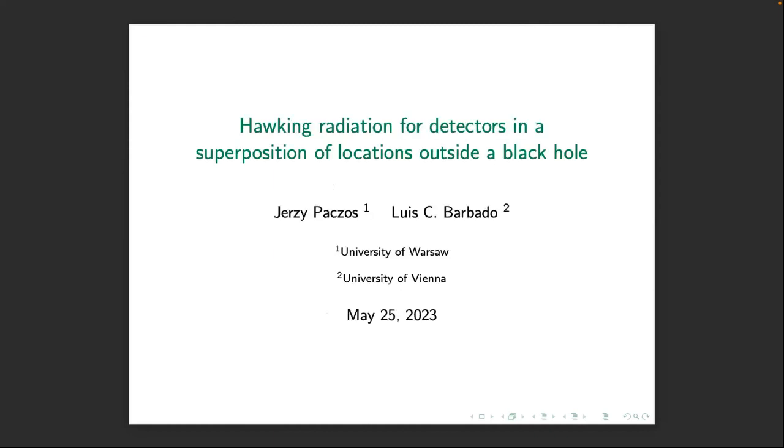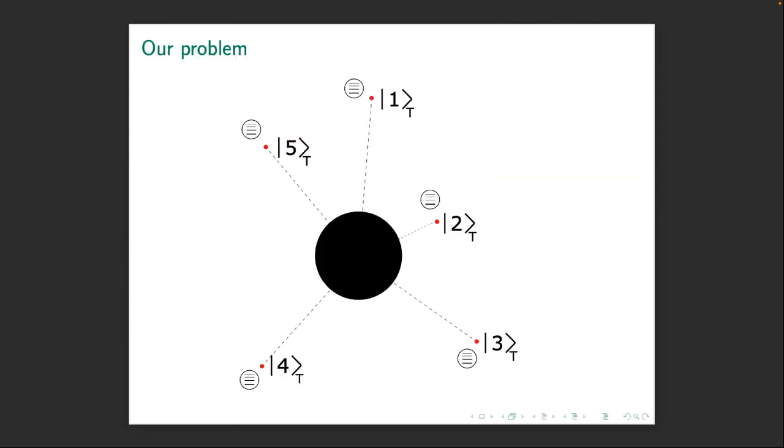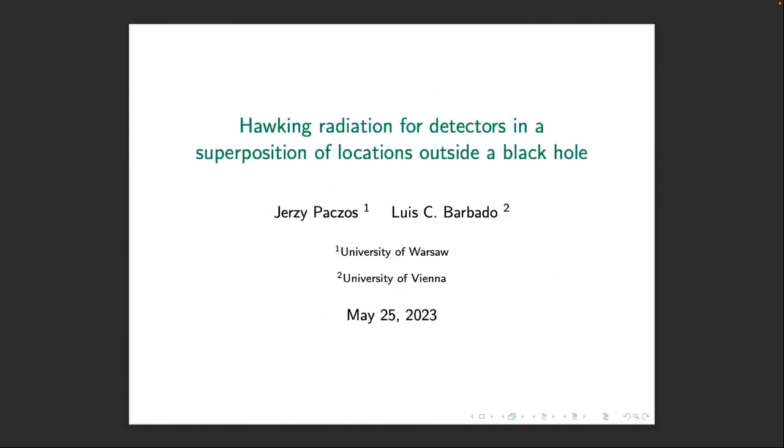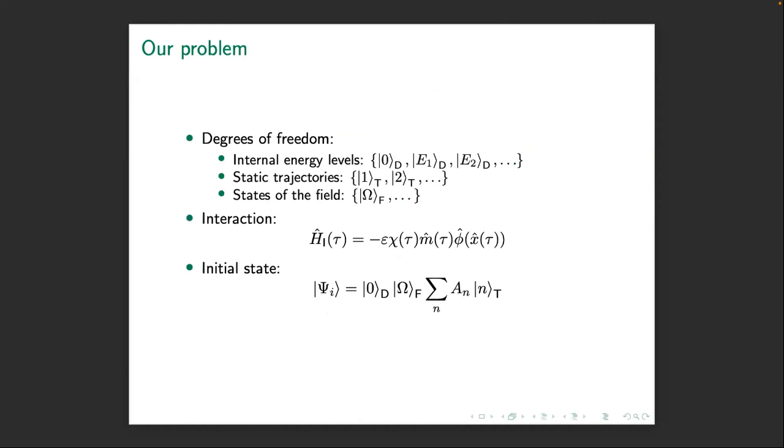In our problem, we modify this setup slightly by considering many static trajectories and by letting the detector follow a superposition of these trajectories. So we have in our problem 3 degrees of freedom. To each of them, we associate a Hilbert space. We will have internal energy levels of the detector, static trajectories, and the states of the field. We will assume that the interaction between the detector and the field is given by the standard monopole interaction Hamiltonian.